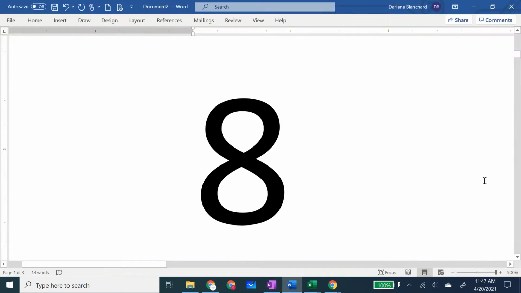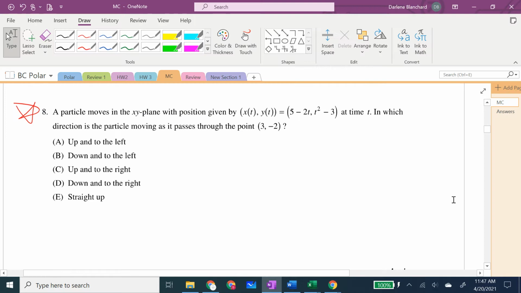Okay, so big giant number 8. We are starting with number 8. A particle moves. We've got position x and y. We want to know in which direction the particle is moving as it passes through the point (3, -2). You do not have a calculator. So you need to know dy/dt.